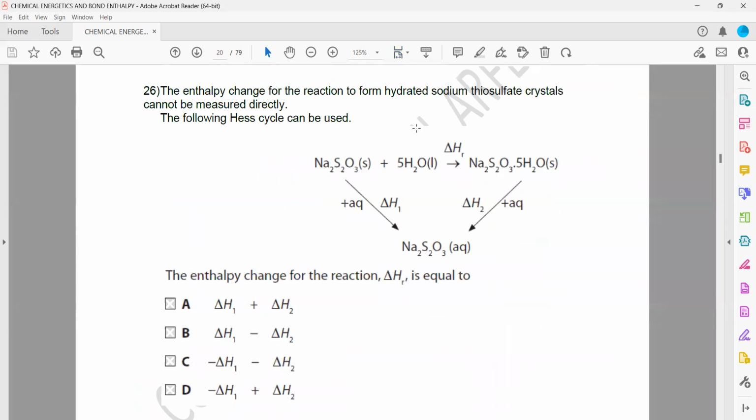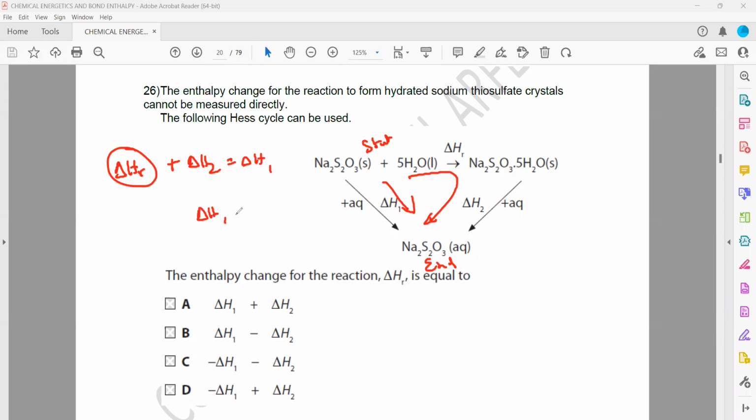Here, we just have to mention what is the equation. So how to work it out: whenever you have the cycle given, where the two arrows are pointing out, that is the start of the cycle. And where the two arrows are pointing in, that is the end of the cycle. So if we follow route 1 or we follow route 2, the overall energy change is independent of the route. So delta HR plus delta H2 is equal to delta H1. If I need delta HR, it will be delta H1 minus delta H2. So for this one, B will be the right answer.